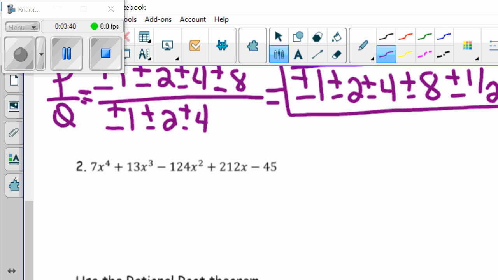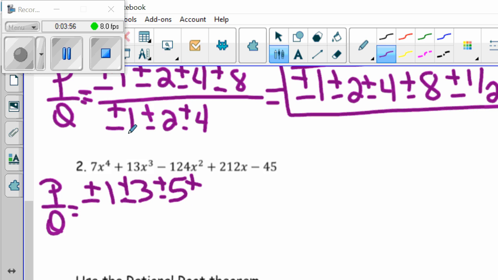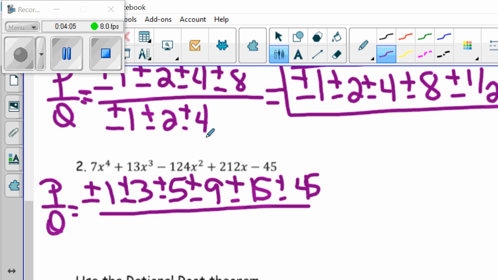Number 2, okay? My constant term is 45, so p divided by q. On top, I want to list all of my factors of 45. So I start out with positive negative 1, then 3, positive negative 5, positive negative 9, positive negative 15, positive negative 45. All that divided by my factors of my leading coefficient, which in this case is 7. So positive negative 1, positive negative 7.